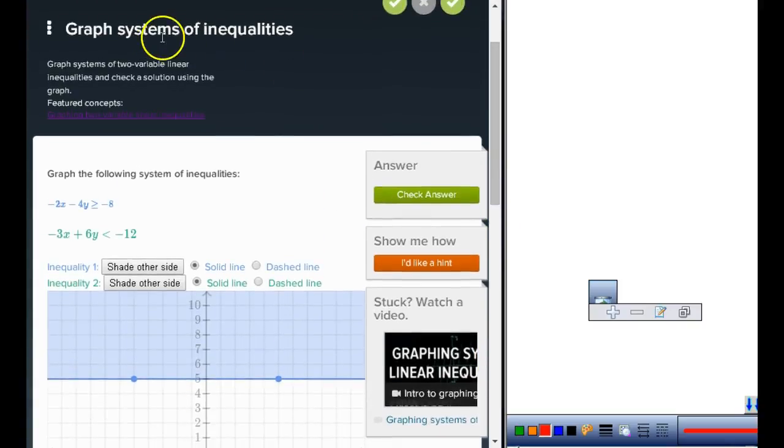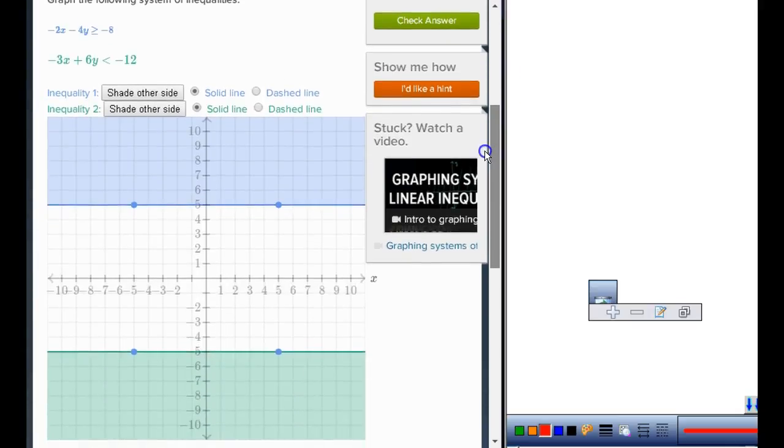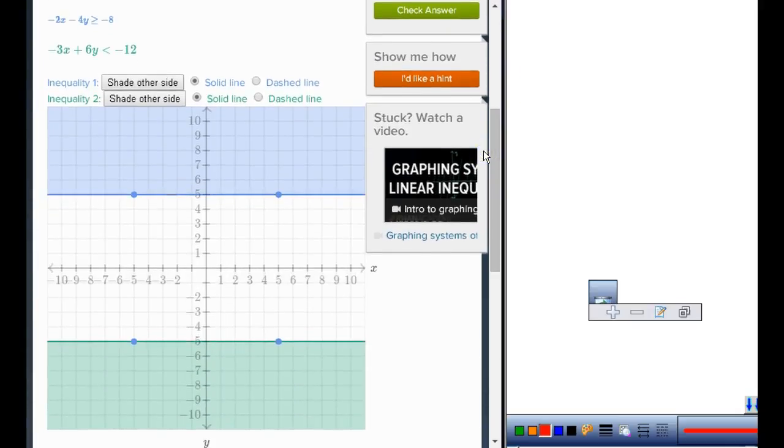Alright, so you're going to be doing the graphing systems of inequalities online. Now the thing is with these is that if you miss one little thing, it's going to be wrong. It'll make you start all over, right?